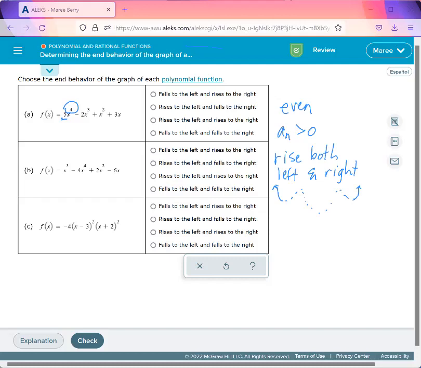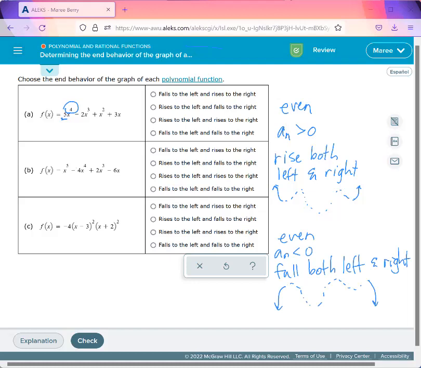If it's even and that first number is negative, then it's going to fall on both left and right. So on the ends it'll look something like this, and we don't know what goes on in the middle.